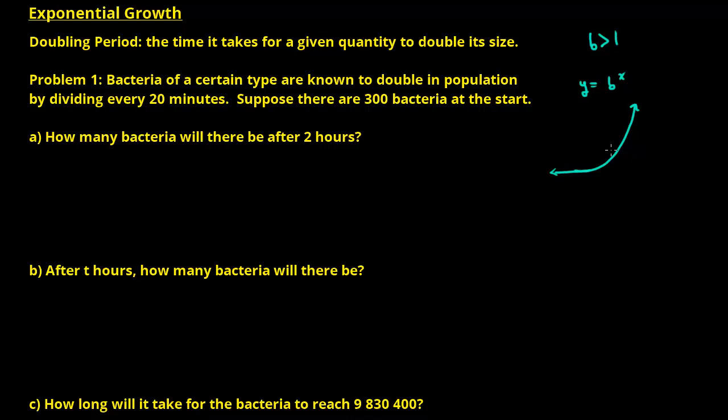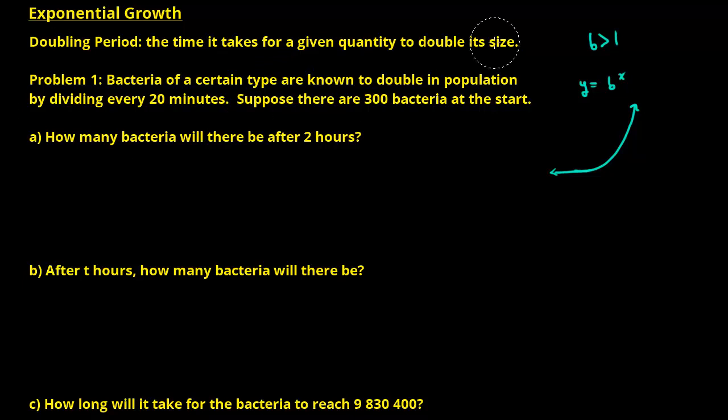increase quite rapidly. And as the function continues to increase, its rate of increase actually increases. So this graph just keeps getting steeper and steeper as x increases. This growth in the y value is called exponential growth. Now we're going to define some other things, like the doubling period. The doubling period is the time it takes for a given quantity to double its size.